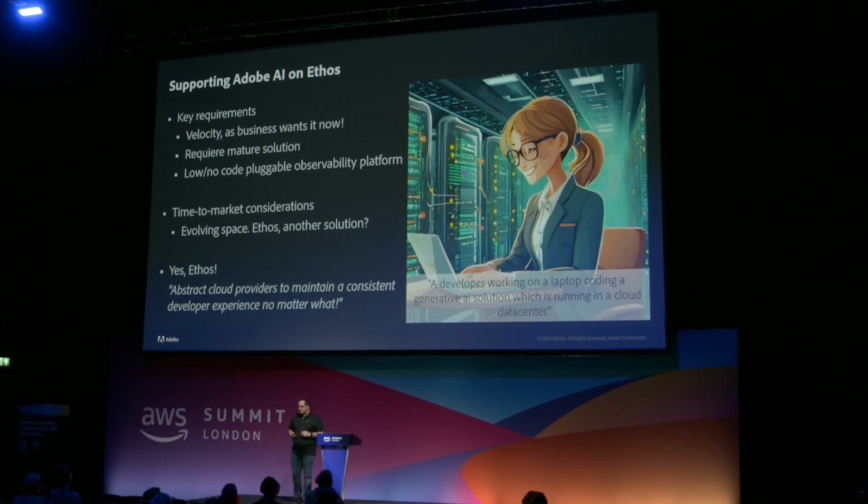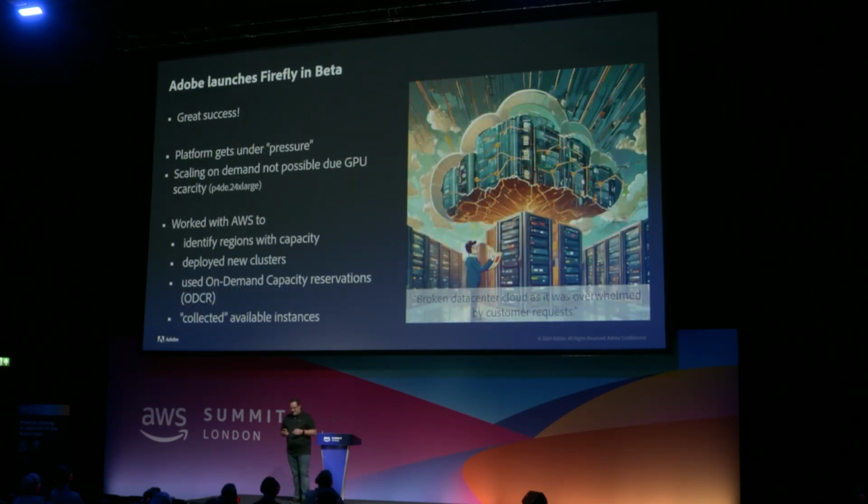So we launched it in production. It's a great success, which is awesome. But as it happens with things which are a great success, the platform gets under pressure, which is not an easy thing to resolve because you can't scale GPUs as you can with CPUs. We're all used to being able to scale in the cloud by just adding some numbers, and you just get instances shortly after. With GPUs and GPU scarcity, it's a little different.